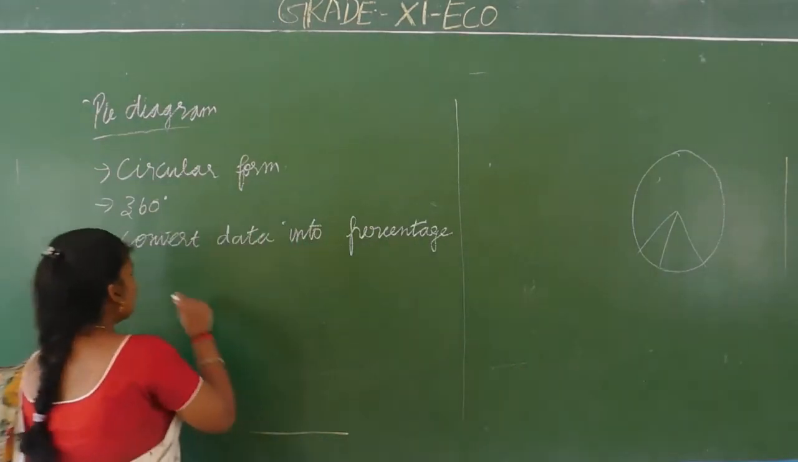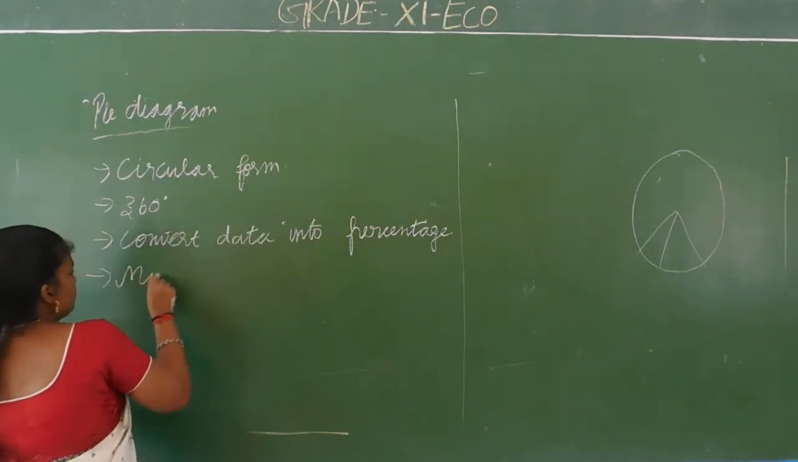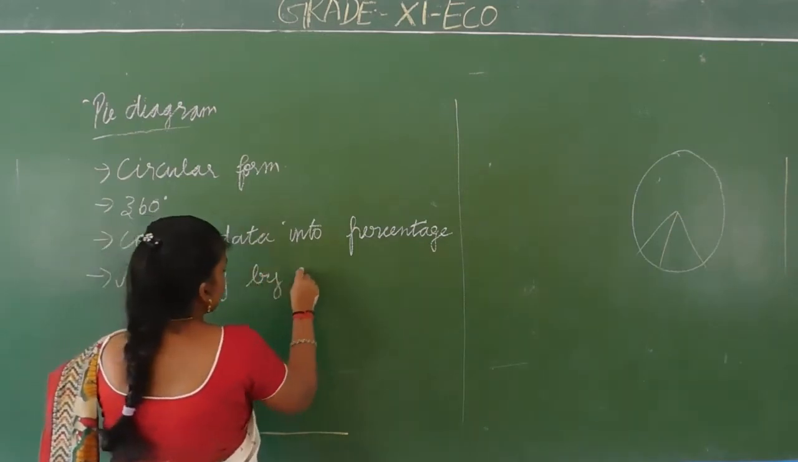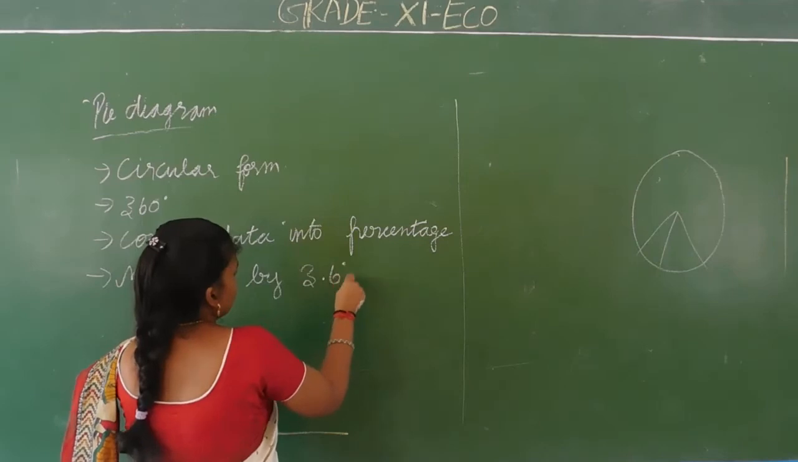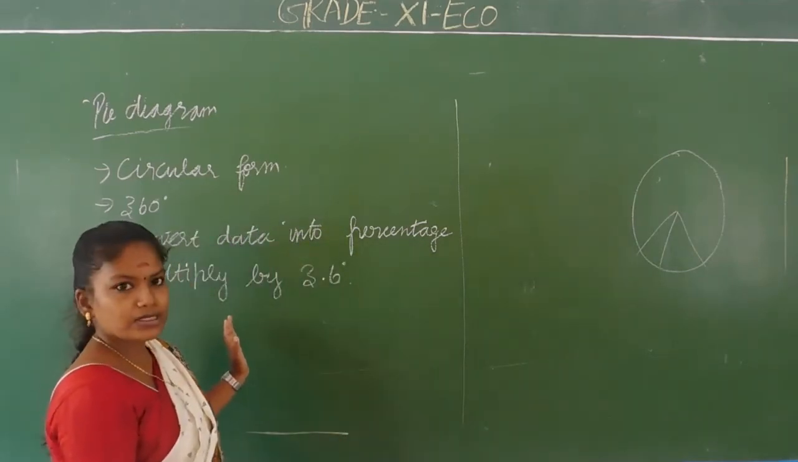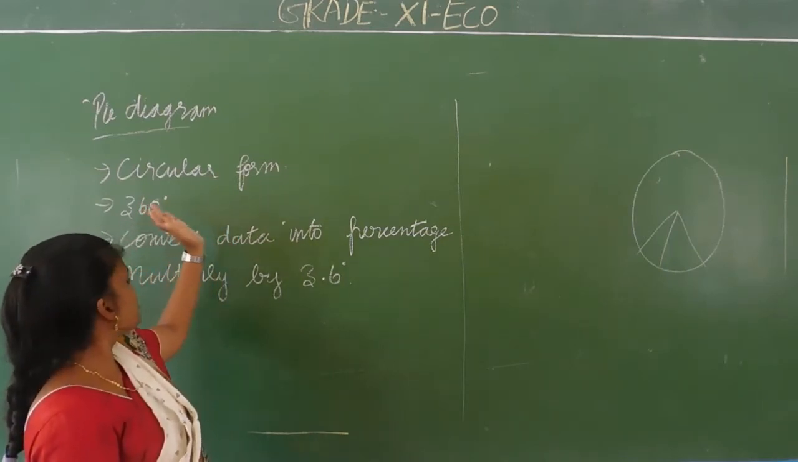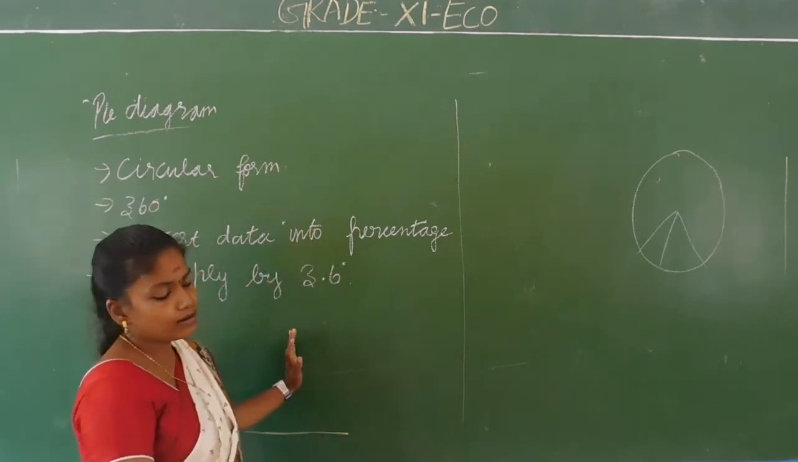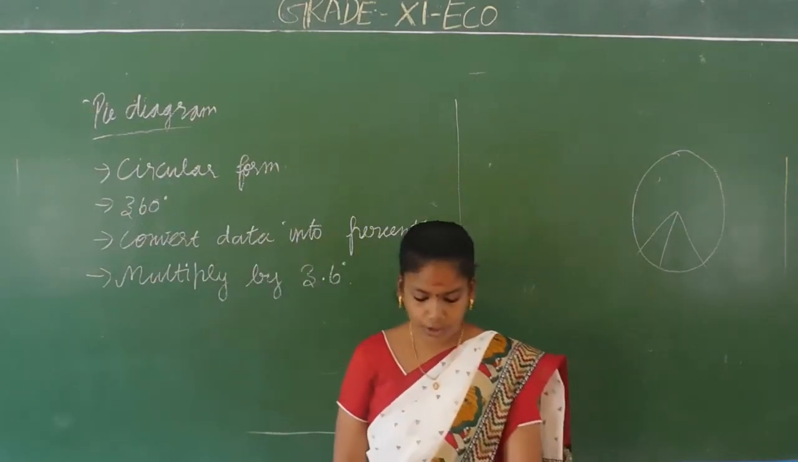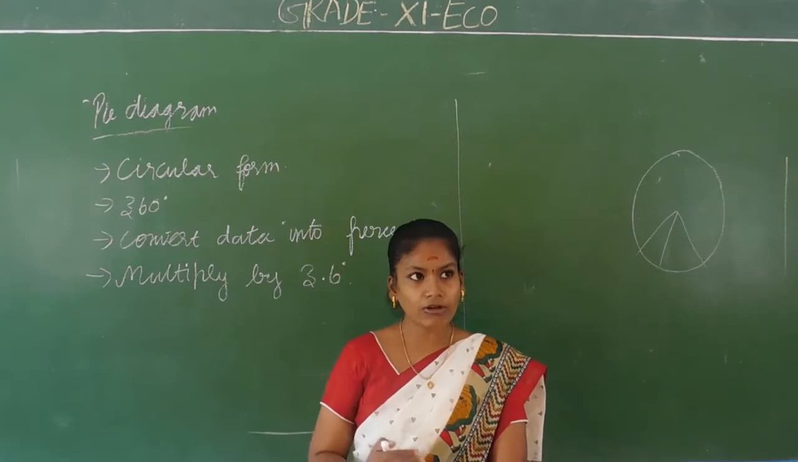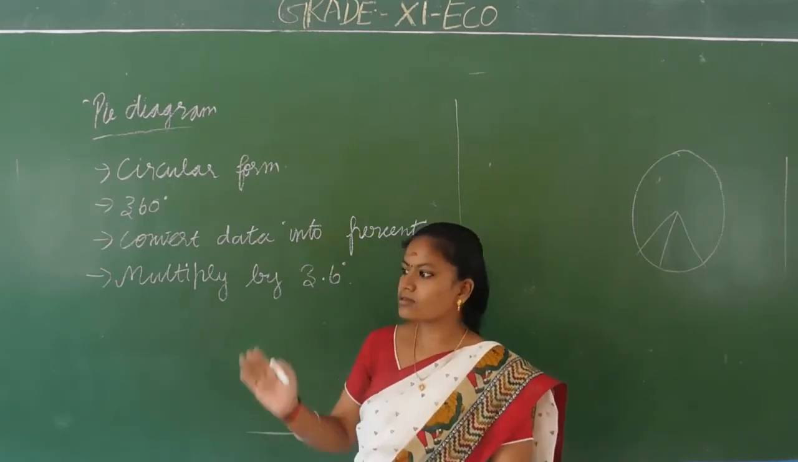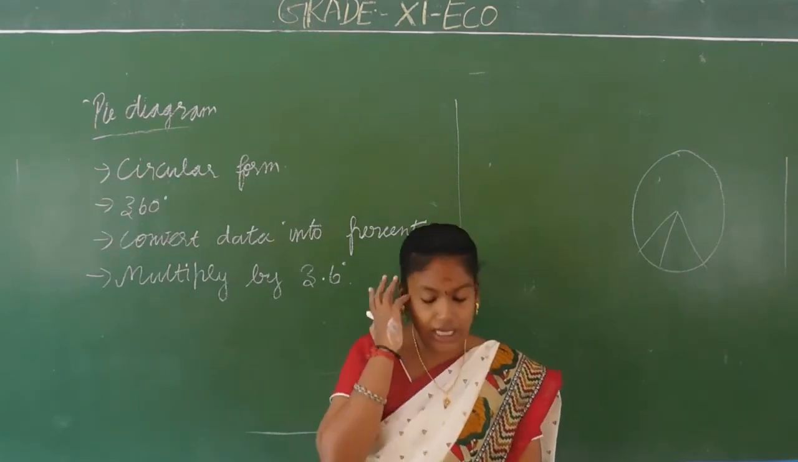Multiply it by 3.6 degrees. How do you get this 3.6 degrees? When you divide 360 degrees by 100, you get 3.6 degrees. How are you calculating it? You are dividing the circle into 100 equal parts.